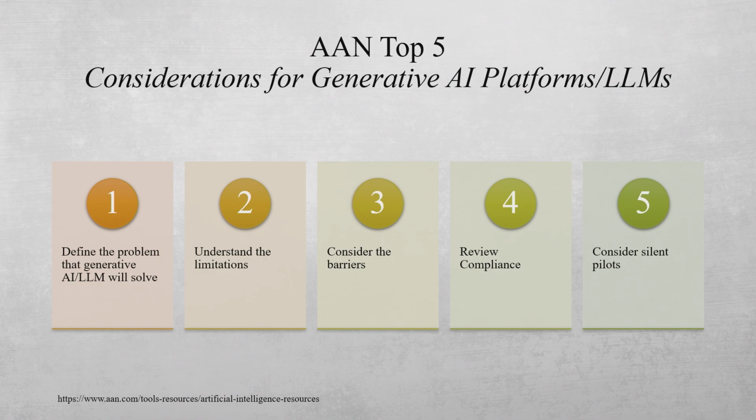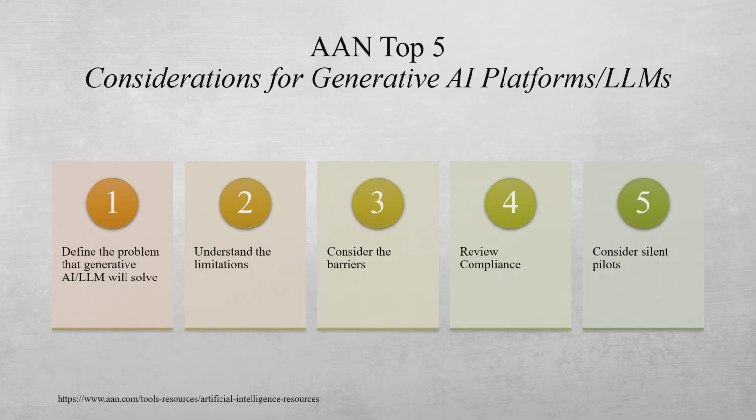So at the American Academy of Neurology, there are 5 things to consider before integrating generative AI platforms or large language models in clinical practice. First is to define the problem that you want generative AI large language models to solve. What is the barrier that's in your clinical practice right now? Is it documentation? Is it patient follow-up? Is it patient no-shows? Then understand the AI model's limitation. What can it do? What can it not do? And this has to be fully transparent from the vendors that you're speaking to. Ask them, I want to do X, Y, Z. Can the model do this for me?